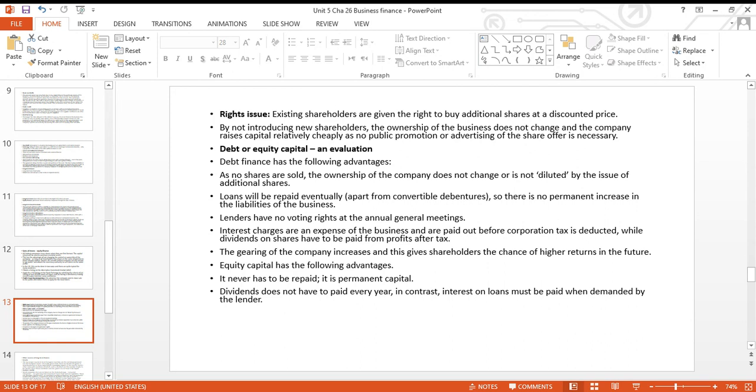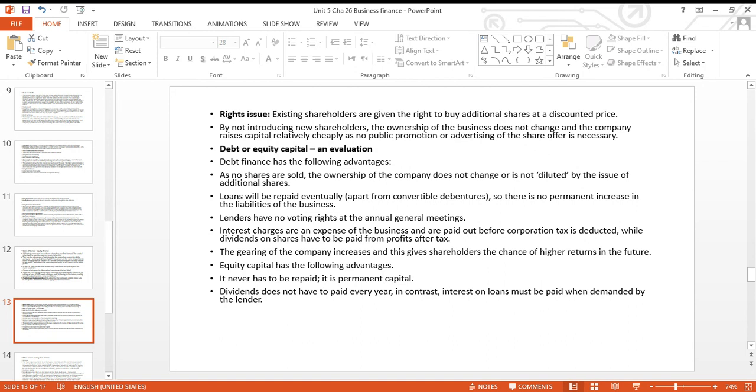Also, these loans will be repaid. Another thing is that if you are a company and you have taken a loan, the lender does not get to vote at the annual general meeting. He is not like a shareholder. He is not going to have any authority to dictate the terms of how the company is going to work. Okay.